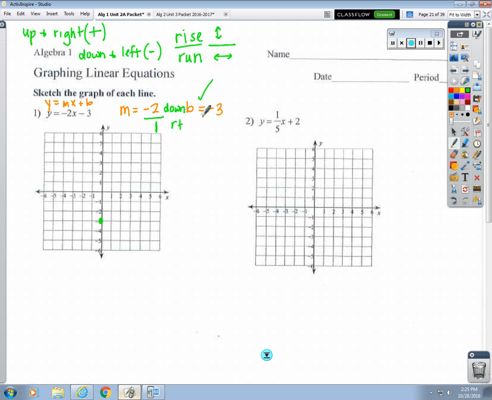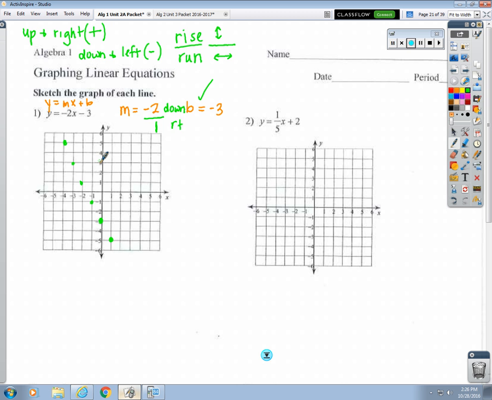Then from there, the slope gives you directions to the next point, and the slope tells you to go down 2, right 1. Now, can I continue going down 2, right 1? No, because I would run off the graph, right? Well, I can do the opposite. Instead of going down 2, right 1, I could just go up 2, left 1, and isn't that point still in line with those? So to keep doing that, up 2, left 1, up 2, left 1, up 2, left 1.